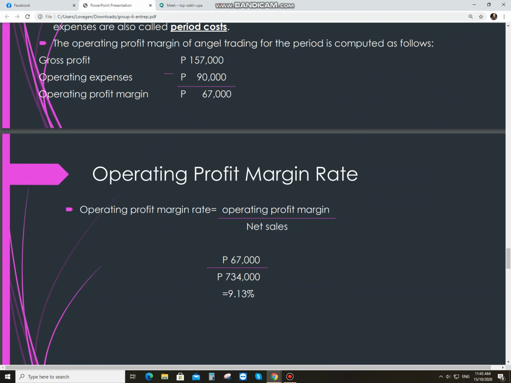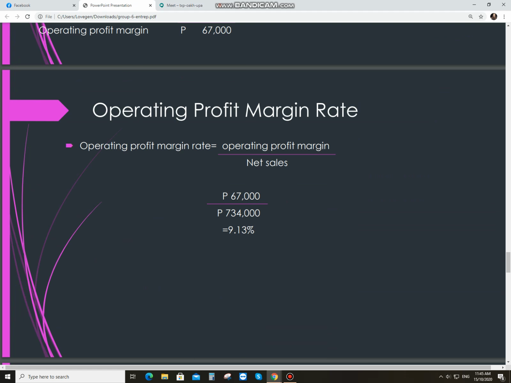In case there are no financing charges like interest expense and income tax, the amount of the operating profit margin is equal to the net income. Interest expense is not considered an expense related to operation but rather to borrowings. Hence, interest expense is classified as financing charge.